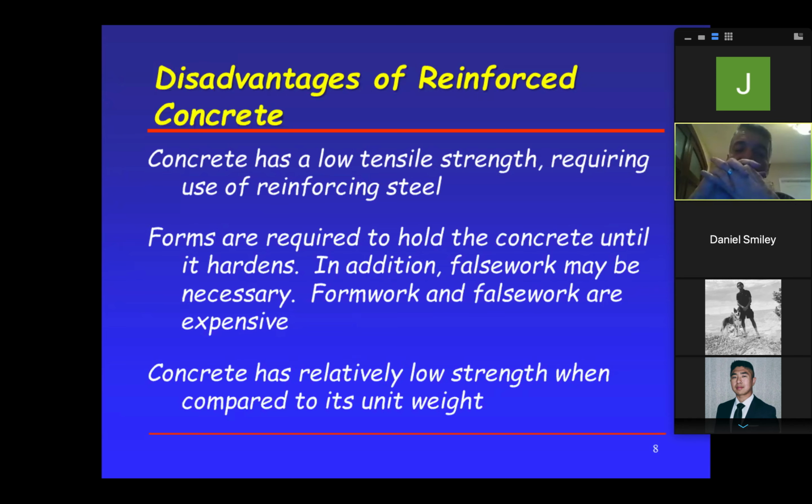Okay, forms are required to hold the concrete until it hardens. That's another disadvantage. See, if you want to pour a column, you have to put a wood form and support that, then pour the material inside. But if you want to put a steel column, the column is ready. All you have to do is stand it up and put your bolts in. That's right. That's an advantage to the steel and disadvantage.